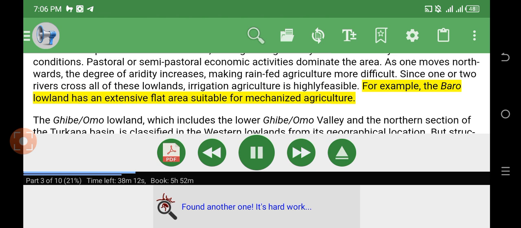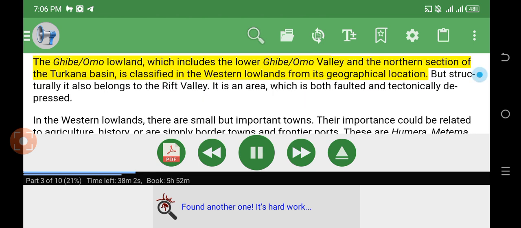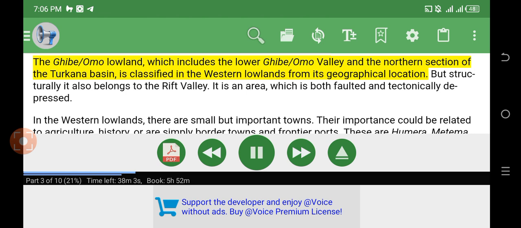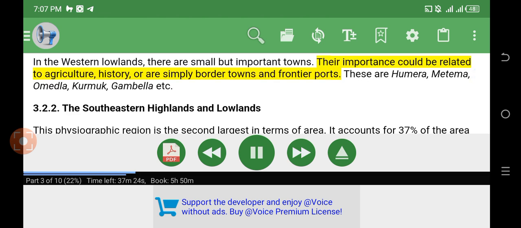The Gebe Omo lowland, which includes the lower Gebe, Omo Valley and the northern section of the Turkana Basin, is classified in the western lowlands from its geographical location. But structurally it also belongs to the Rift Valley. It is an area which is both faulted and tectonically depressed. In the western lowlands, there are small but important towns. Their importance could be related to agriculture, history, or they are simply border towns and frontier ports. These are Humera, Metema, Omedla, Kermik, Gambela etc.